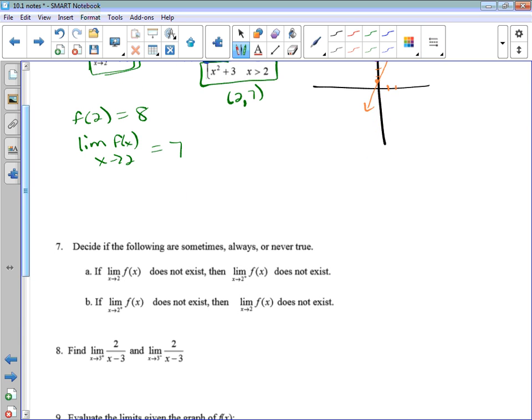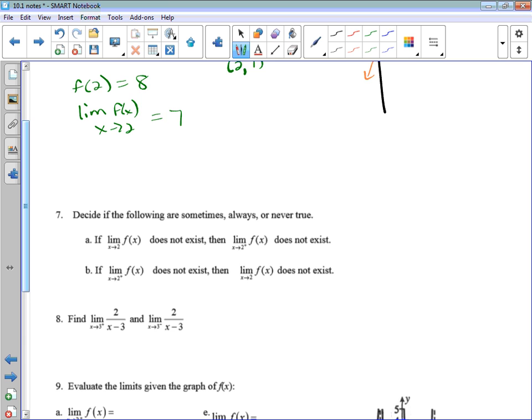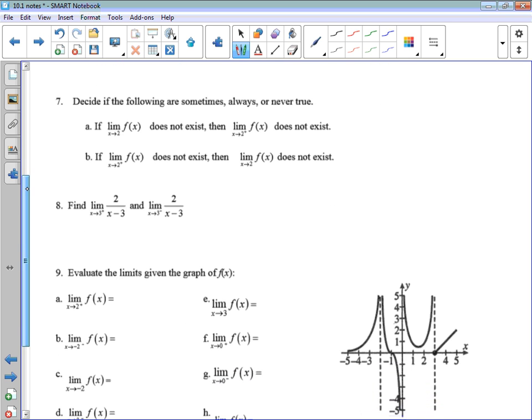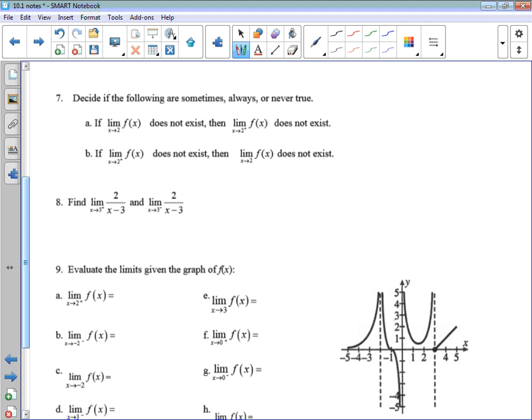All right, guys. Let's look at 7. Your sometimes, always, or never questions. Takes you back to geometry. So if the limit as x approaches 2 does not exist, then the limit as x approaches 2 from the right does not exist. Sometimes, yes. They might both not exist, or the one from the right could exist, but the overall limit wouldn't. That's okay.